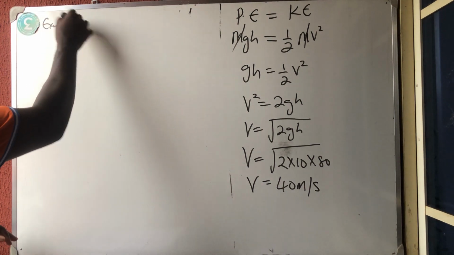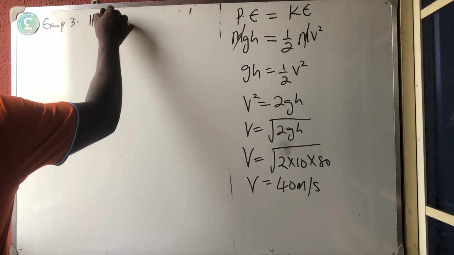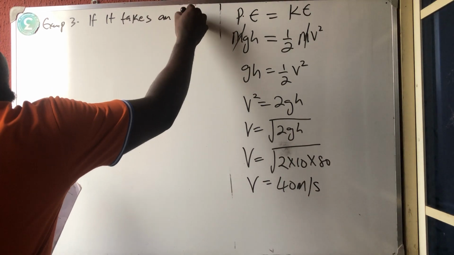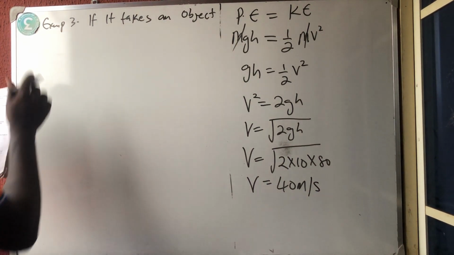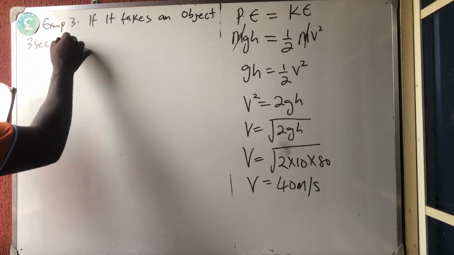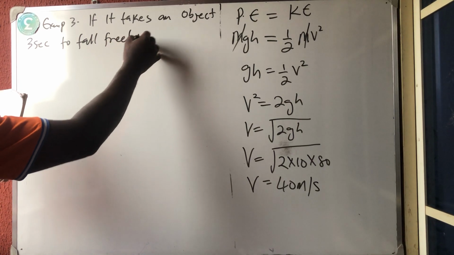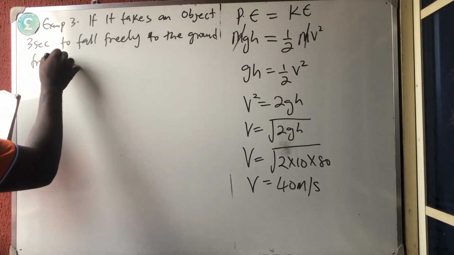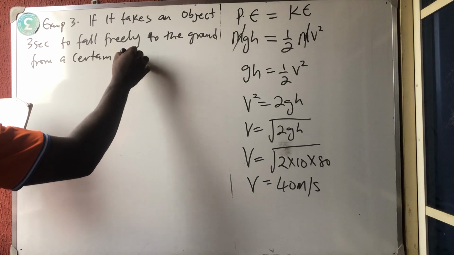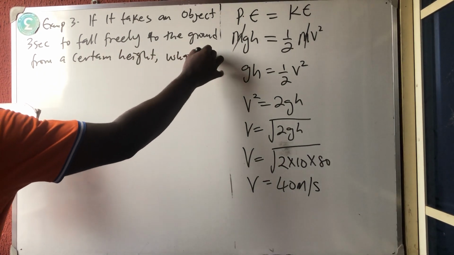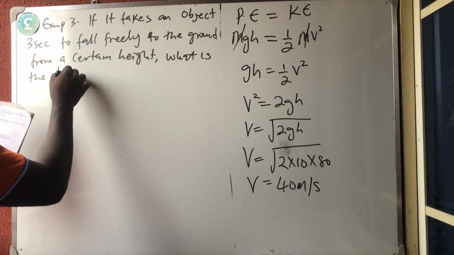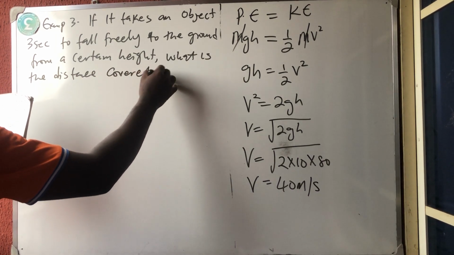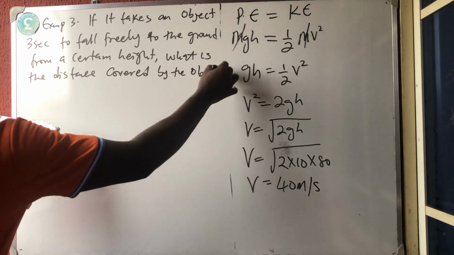Example 3. They say if it takes an object 3 seconds to fall freely to the ground from a certain height, what is the distance covered by the body, by the object? It's a very simple question.